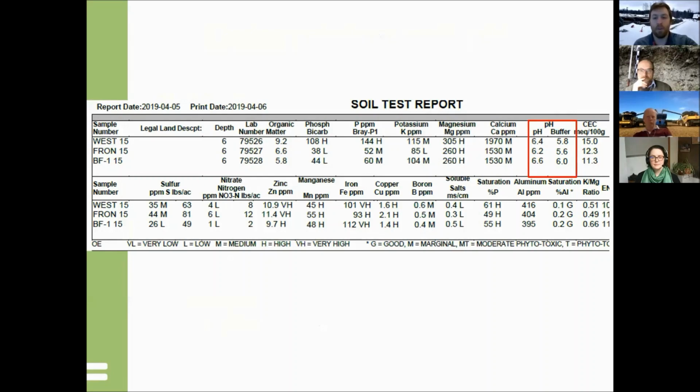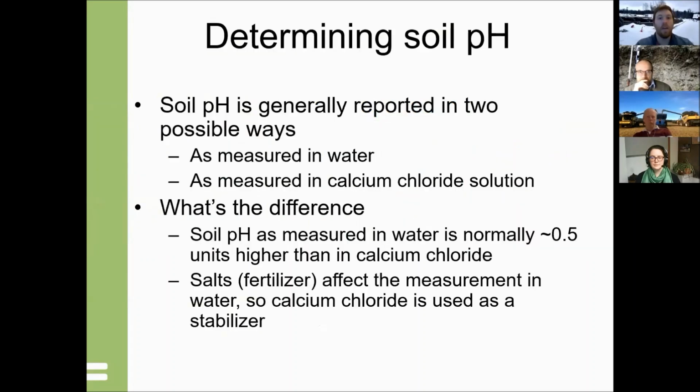And I'm sure you've seen on some soil test reports where they have two different numbers and you probably thought, okay, so which one do I use? There are normally two ways that soil pH is reported. The first way, the most common way, is your soil pH in water.